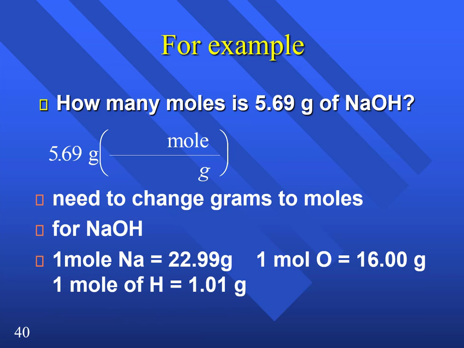So if you add those numbers up, 22.99 and 1.01 is 24. 24 and 16 is 40. So 1 mole will weigh 40 grams. So those numbers we've been adding up are how heavy 1 mole is. So the number that's going to go next to mole up in my conversion factor is 1. And the number that goes next to grams is 40.